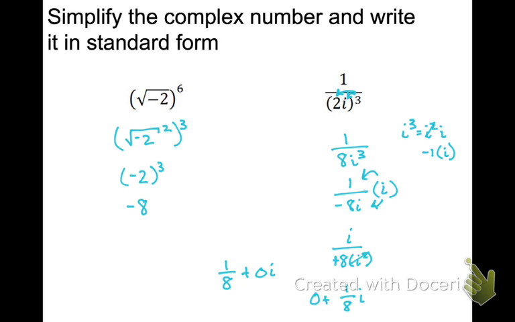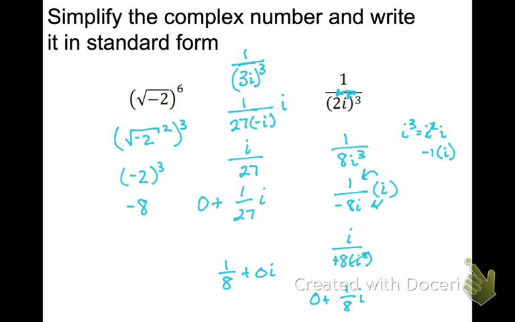Does that make sense, Emma? See, so this one was 1 over 3i, cubed. So 1 over 3i, both of them cubed? Yeah. Okay. So that's 1 over 27 times negative i. So then i over negative, positive 27, so that would be 1 over 27i. But if they wanted it as a complex number, you'd have to say 0 plus 1 over 27i.